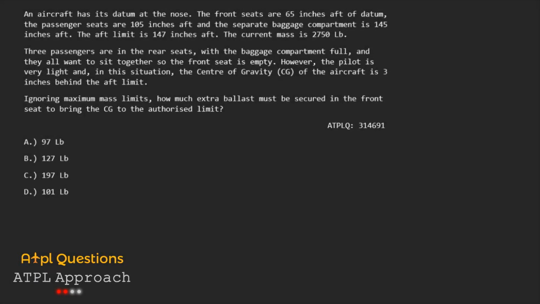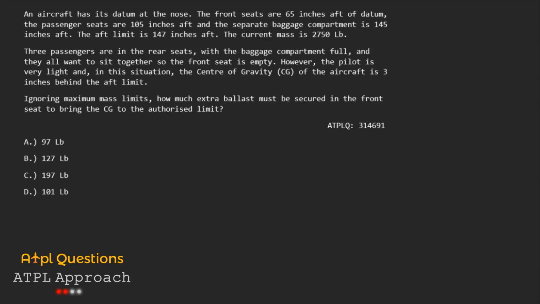So here is the question. An aircraft has its datum at the nose. The front seats are 65 inches aft of the datum. The passenger seats are 105 inches aft. And the separate baggage compartment is 145 inches aft. The aft limit is 147 inches aft. I'm saying aft a lot of times here.